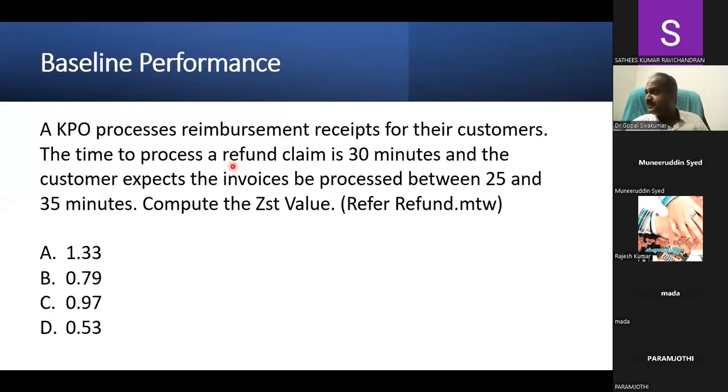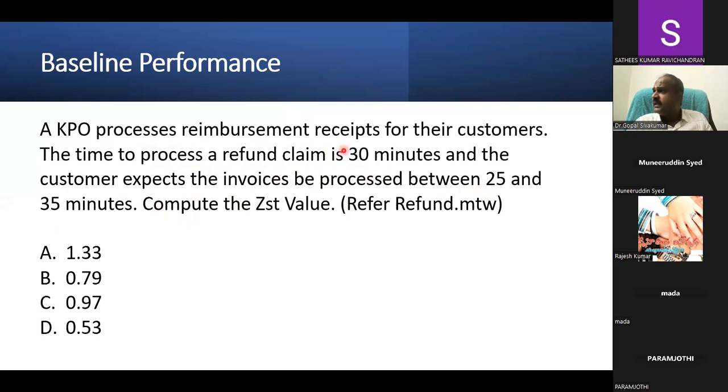So next question. A KPO processes reimbursement received for their customer. The time to process a refund claim is 30 minutes, and the customer expects the invoices to be processed between 25 and 30 minutes. So what is 25 and what is 35 here? LSL, USL, very good.